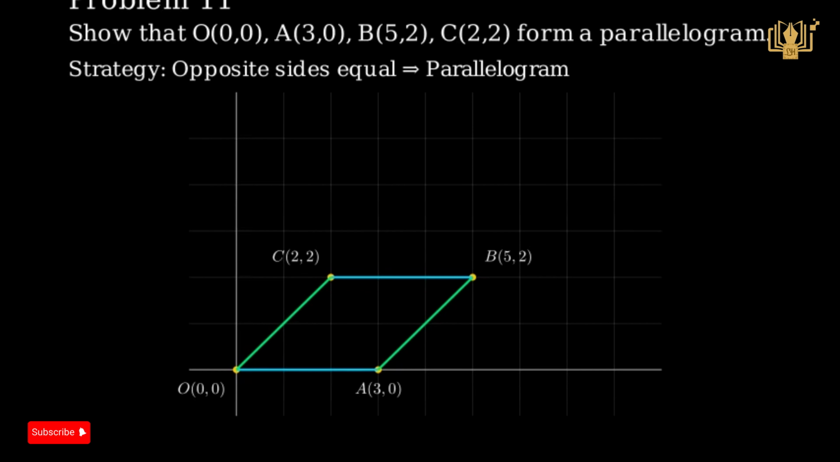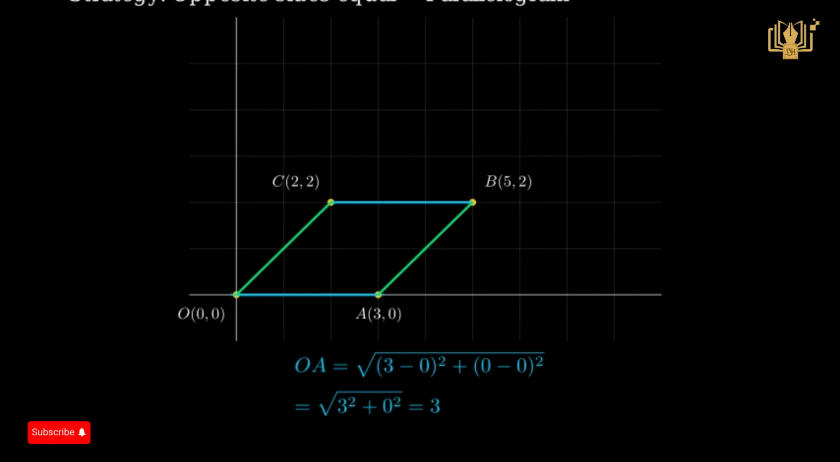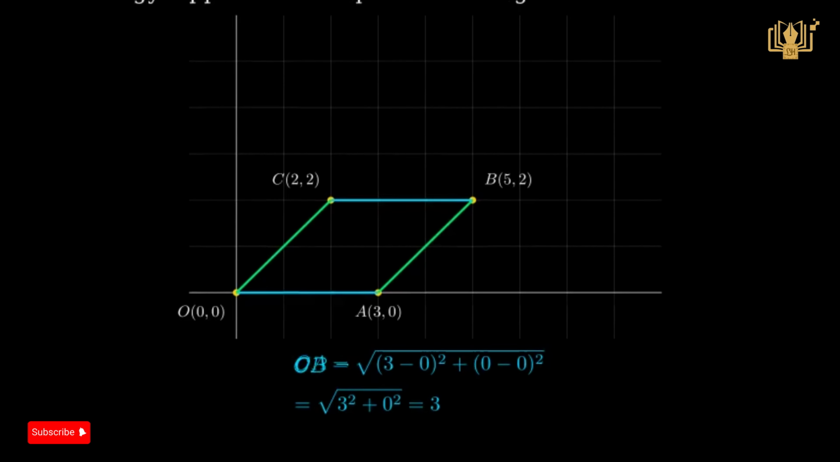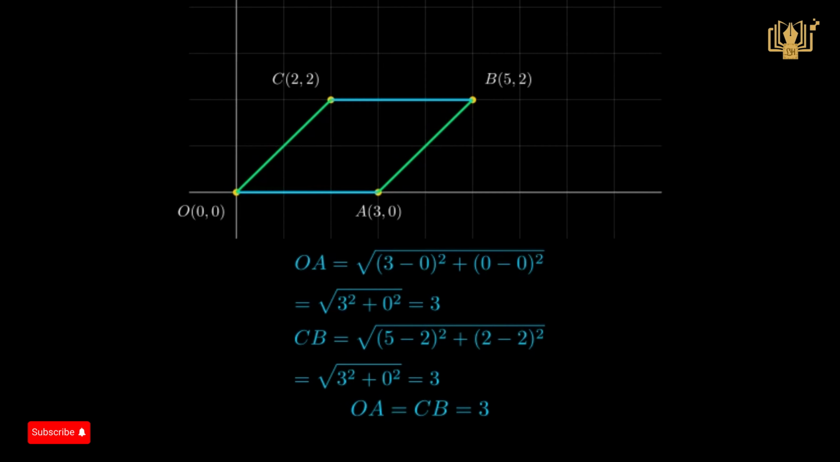We will compare the first pair of opposite sides, OA and CB. OA equals the square root of (3 minus 0) squared plus (0 minus 0) squared, which is 3. CB equals the square root of (5 minus 2) squared plus (2 minus 2) squared, which is also 3. So OA equals CB. Now compare the second pair of opposite sides, OC and AB.